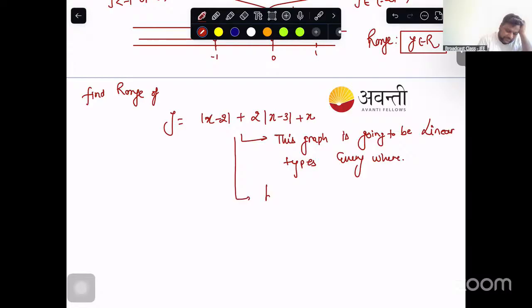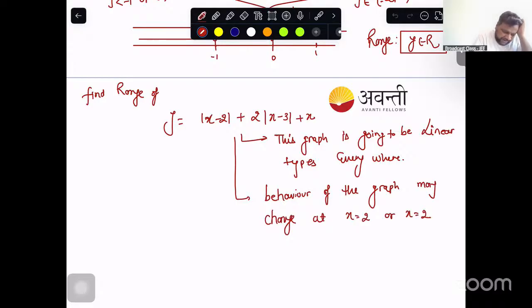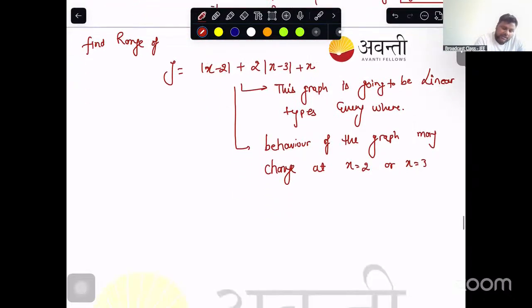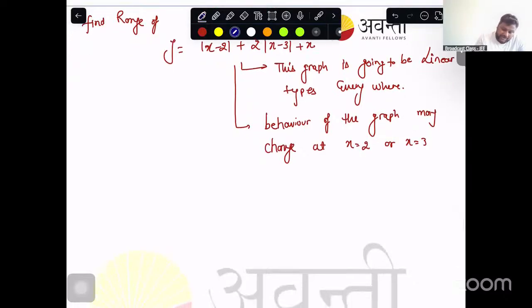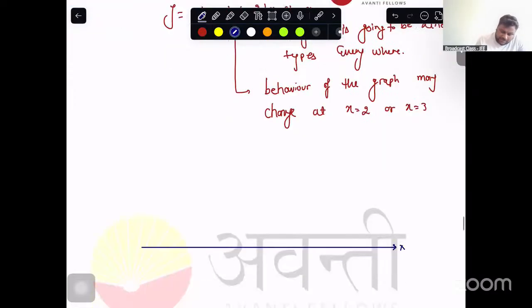Behavior of the graph may change at x equals to 2 or x equals to 3 because there is a mod on x minus 2, mod on x minus 3. So the behavior will change at x equals to 2 and x equals to 3. Now I will draw the graph. Make the number line, x-axis. Mark both the zeros 2 and 3.